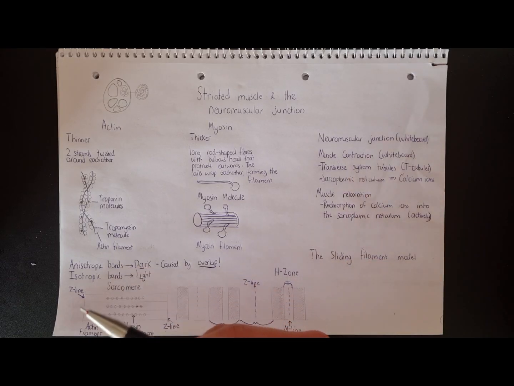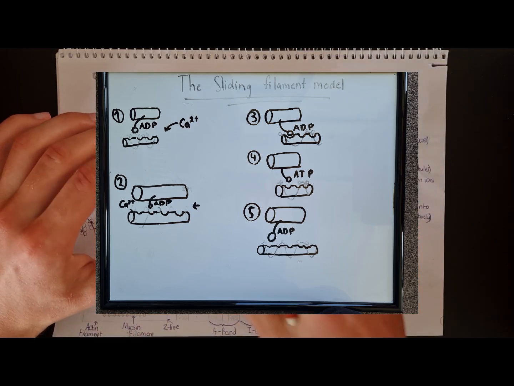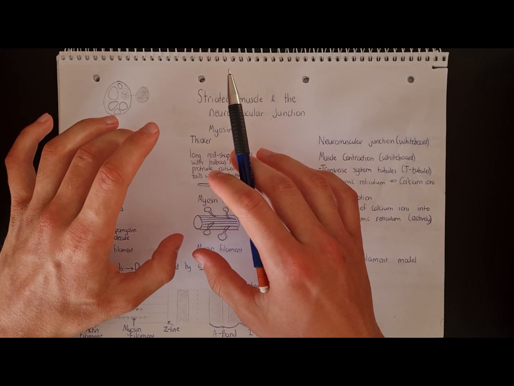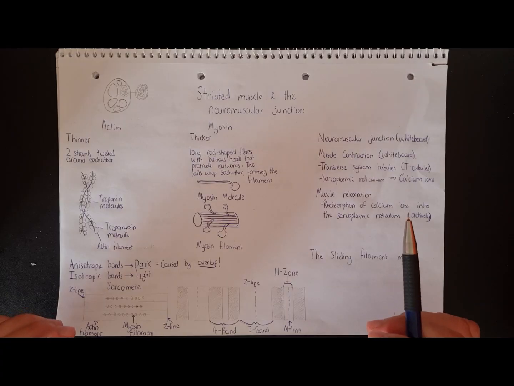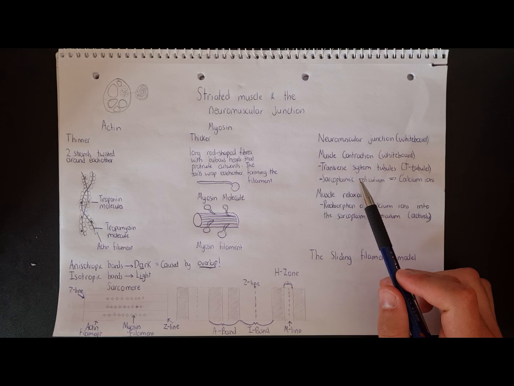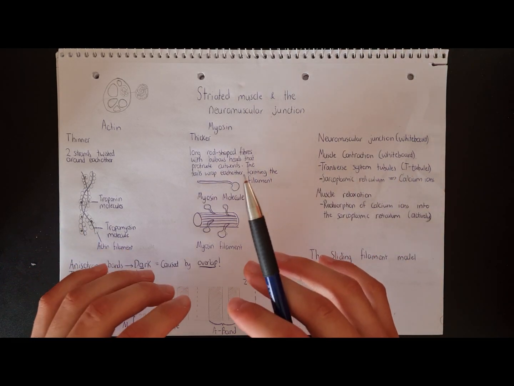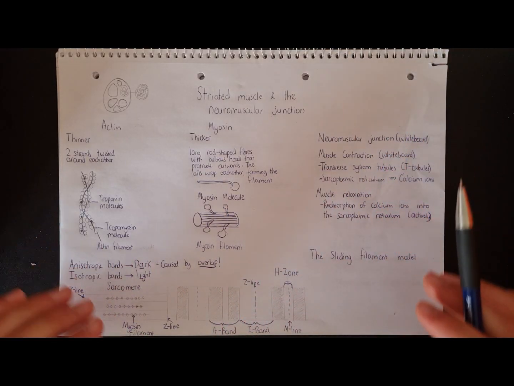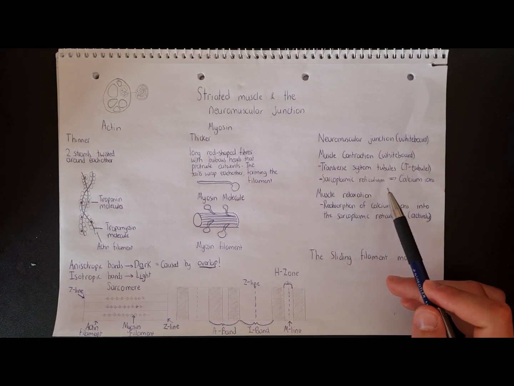So if an action potential is stimulated, then the sarcolemma, the membrane of the muscle cell, has invaginations which fold deep into the muscle fiber. And these invaginations are called transverse system tubules. So if there is an action potential in the sarcolemma, it will travel deep into the muscle fiber via the T-tubules, where it will eventually reach the sarcoplasmic reticulum.